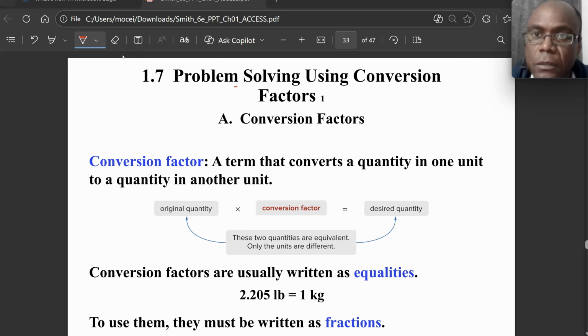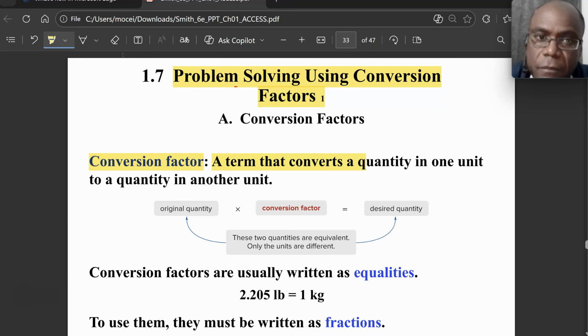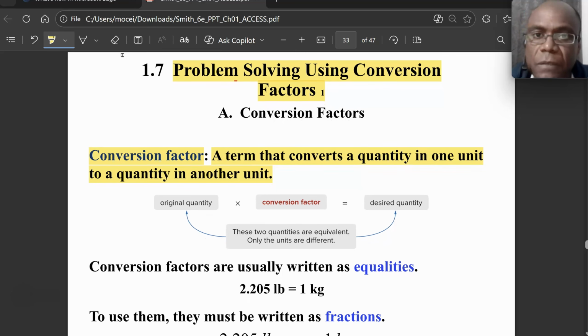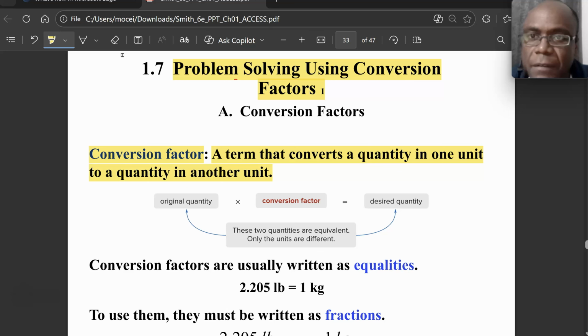Let us now discuss problem-solving techniques and strategies using conversion factors. What is a conversion factor? This is a term that converts a quantity in one unit to a quantity in another unit, like from kgs to grams, or from centimeters to kilometers. So we use numbers that relate them to convert one SI unit to another.